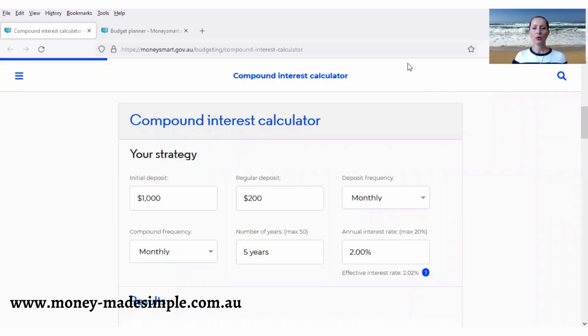So here we've got the compound interest calculator. This is again on the Money Smart website. You can see the address in the toolbar up there. There are some pretty good calculators available, and some that are a little bit unnecessary. But I've picked the ones that I think are quite useful and actually add value.